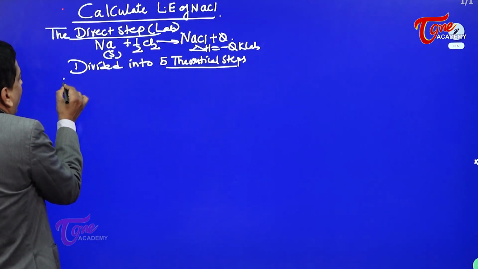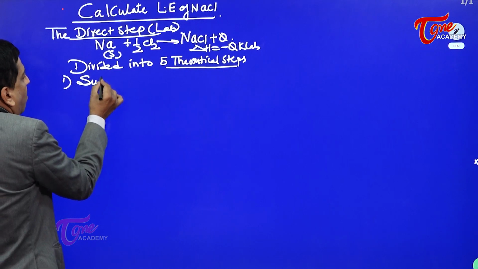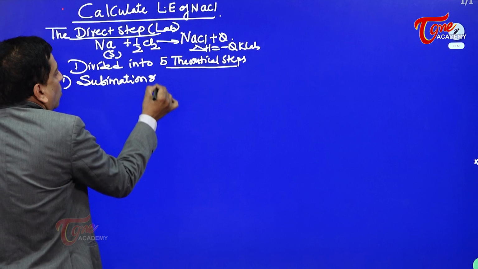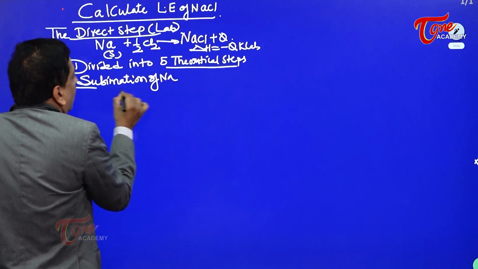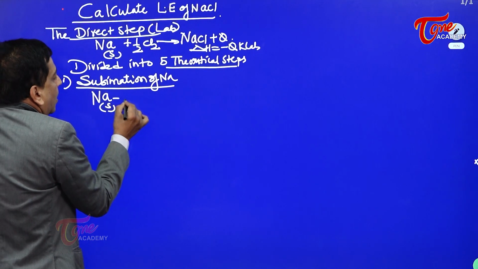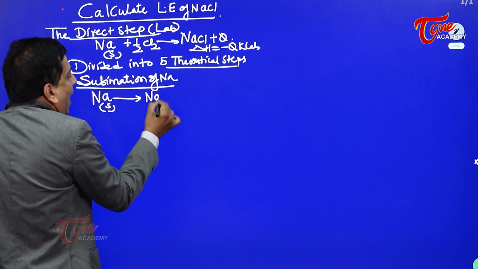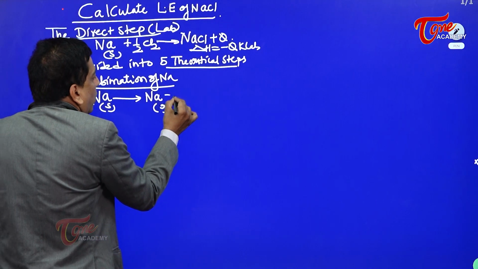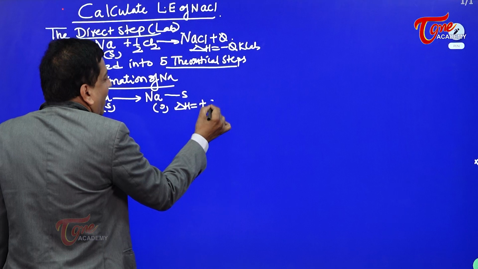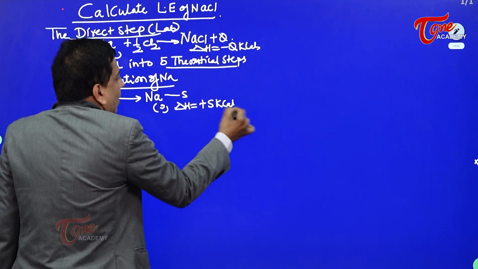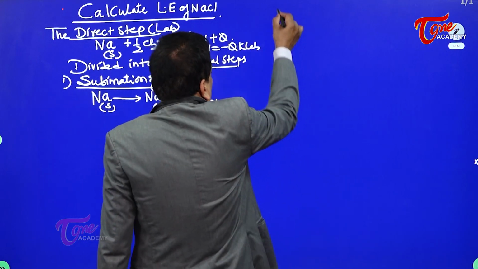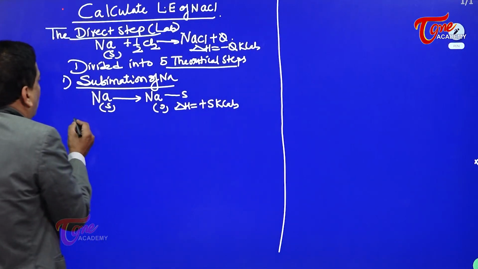So the first one is basically sublimation energy. Sublimation of sodium, rather. What you're doing is converting sodium solid to sodium gas. For this you require energy, and if I write it outside, it is plus S kilocalories, right? Plus S kilocalories.